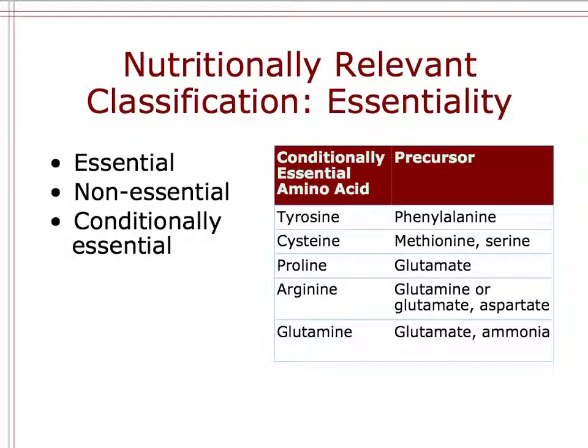The table on this page lists some conditionally essential amino acids and their precursor. Essentially what that means, for example, for tyrosine, is that as long as we have adequate phenylalanine in the body, our body can make the tyrosine. But if we're low on phenylalanine, so we only have enough to do what phenylalanine needs to do just for itself and there's no extra, then we would need to get tyrosine through food. So that's the idea of conditionally essential, and the conditionally essential amino acids are listed on the screen.